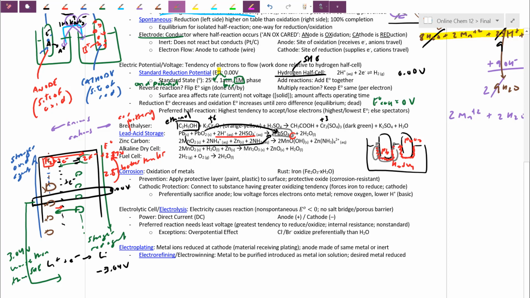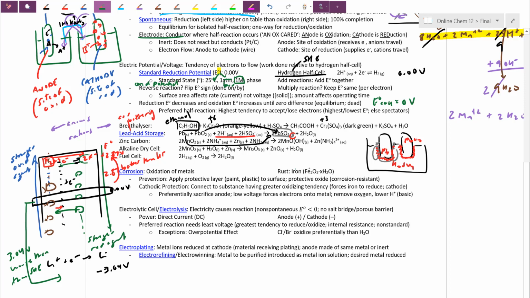These ones here are more your AA batteries. You should be able to identify, based on oxidation number, what's the oxidation and what's the reduction reaction. As we leave this voltaic cell section, we want to deal with corrosion. Corrosion is rusting. For rust to form, we have metals in the oxidized state.